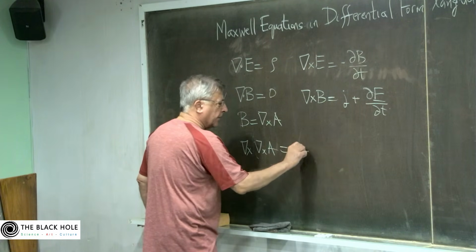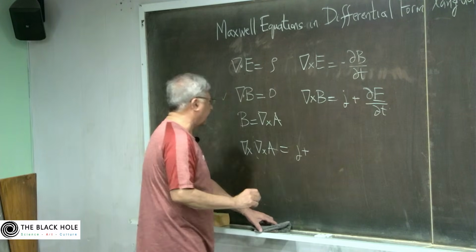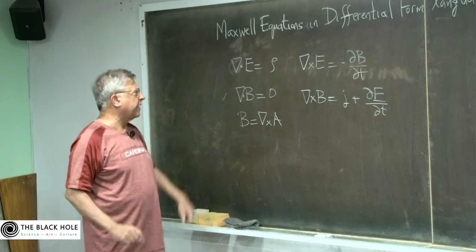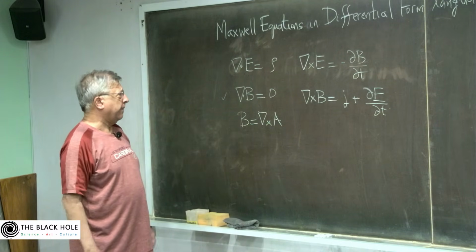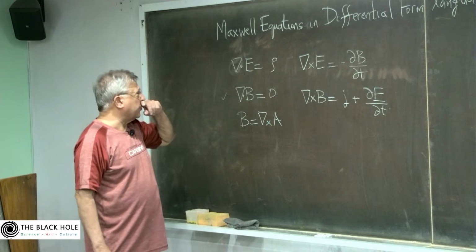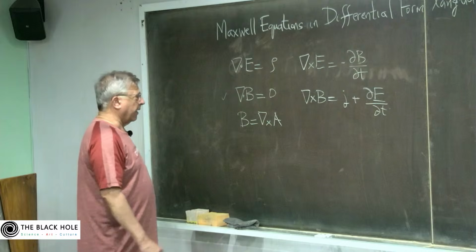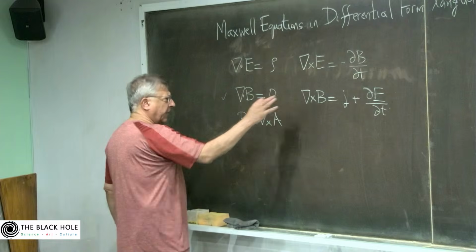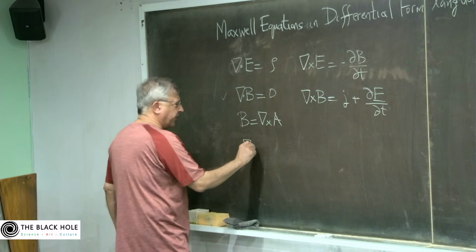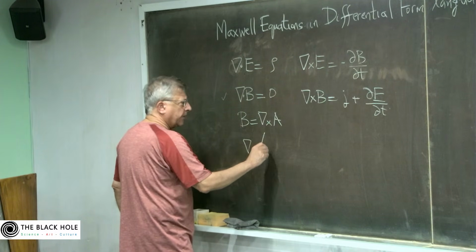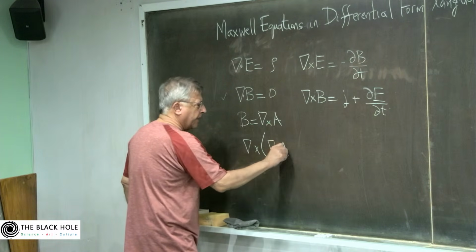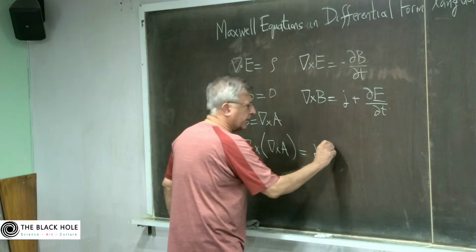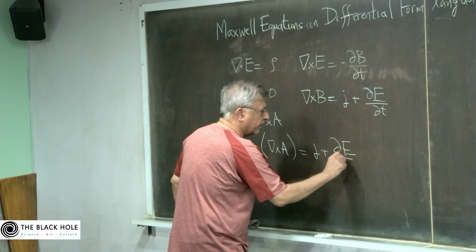equals J plus dE by dt. But before inserting this in here, let's look at these two over here. If I take B equals curl A, so I have curl of A equals J plus dE by dt.